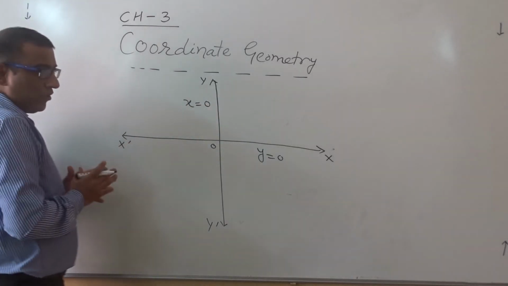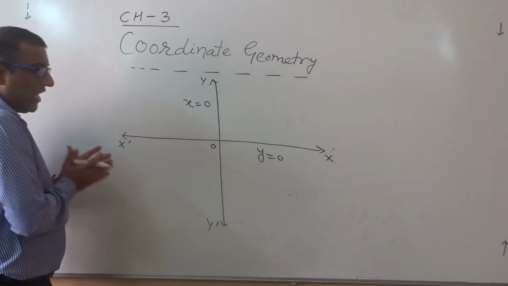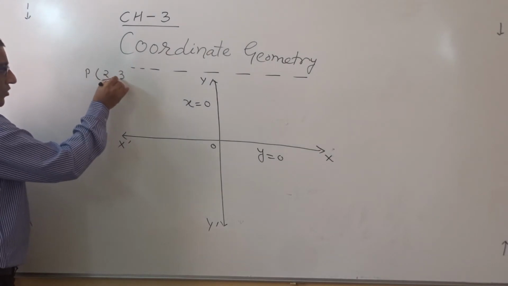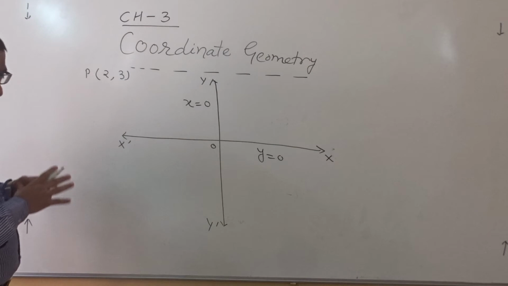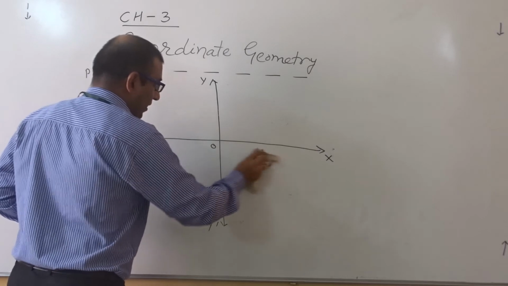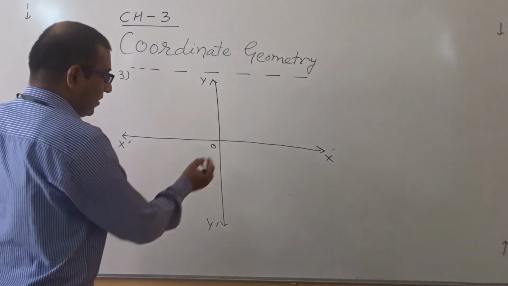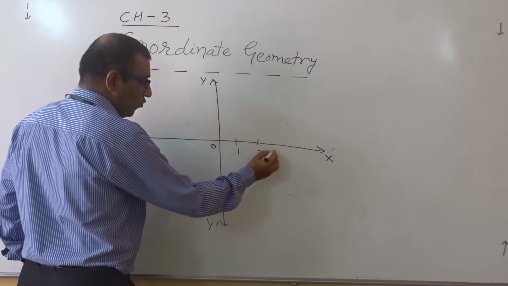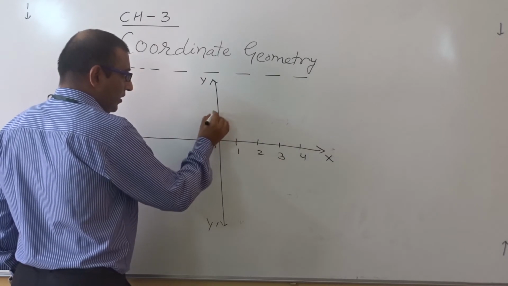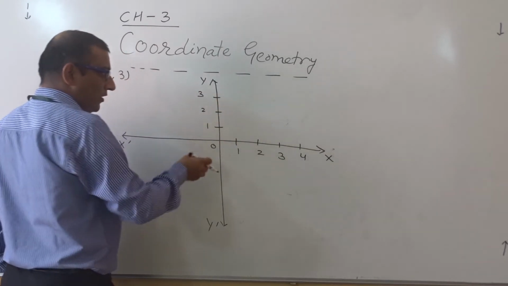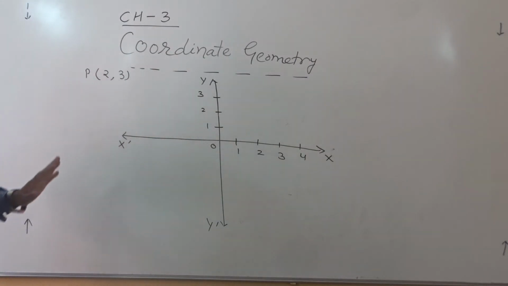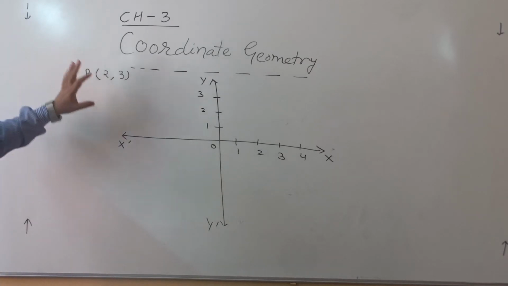Now if we want to denote one point on this Cartesian plane, for example, if I am taking one point P, that is (2, 3). So how can we locate this point? How can we show this point on this Cartesian plane? So what we will do, we will mark here 1, 2, 3 and 4 on the positive x-axis, 1, 2, 3 on this positive y-axis, because the values of P, 2 and 3, both are positive, so definitely this point P lies in the first quadrant.